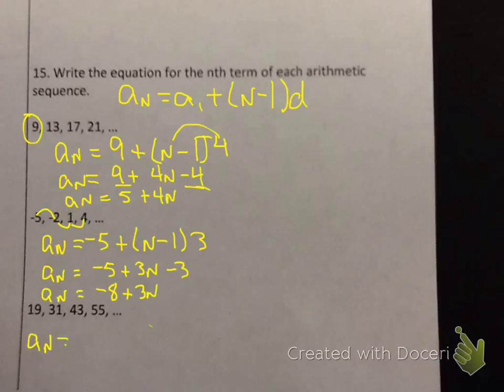And finally, last one, it goes up by 14, starting off with 19. I'm sorry, it goes up by 12. Anyways, starts off with 19, goes up by 12. So 19 plus 12n minus 12, distributing. And then what's 19 minus 12? It's 7. Okay, and that's pretty much the test review.